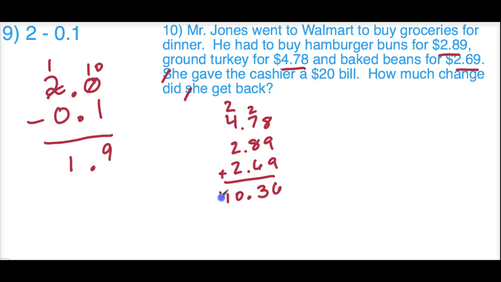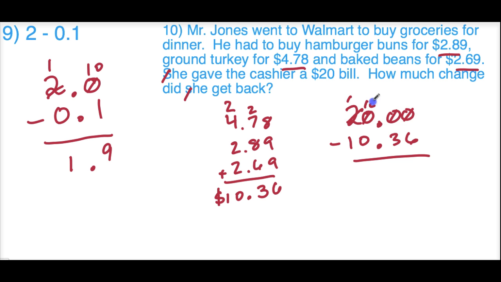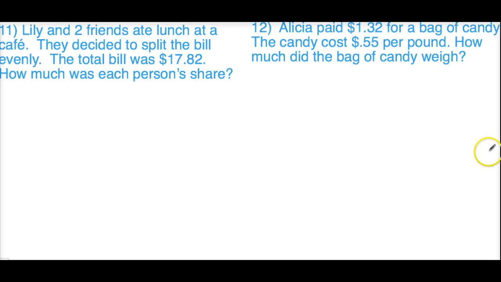So it looks like he spent $10.36, but the question's asking how much money he gets back. So if he gave the cashier the $20 bill, I know that this represents $20 with my decimals, and I'm going to take away 1036 by lining up my place value. Alright, so then I can subtract. And I see that he gets $9.64 back.